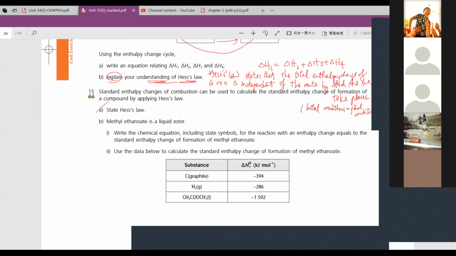Methyl ethanoate is a liquid. Write the chemical equation including state symbols for the reaction, but with the enthalpy change equal to the enthalpy change of formation of methyl ethanoate. So what is meant by that? You just write down the equation showing delta H of formation of methyl ethanoate. Do you still remember what is meant by methyl ethanoate? What is that?